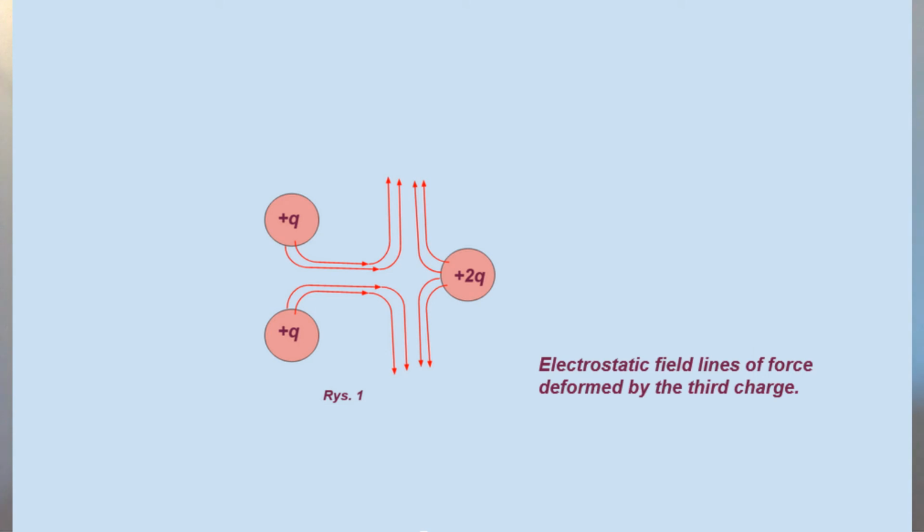In Fig. 1, 2 positive charges plus Q are placed and 2 lines of electrostatic forces are drawn on the axis of symmetry between these charges at some distance. A third charge with the value plus 2Q is drawn. The lines of force from charges plus Q deform symmetrically, 2 downwards and 2 upwards.